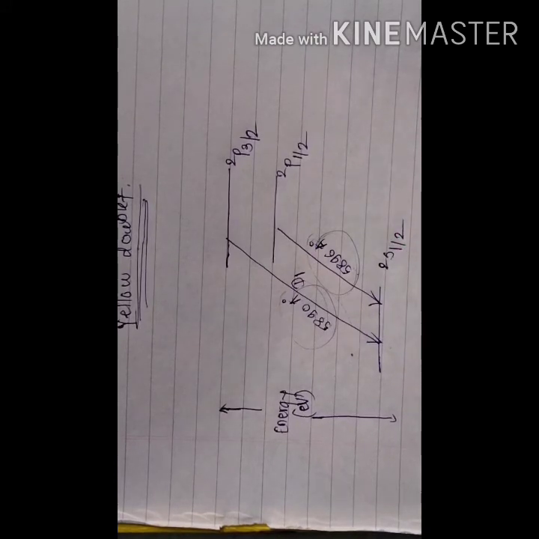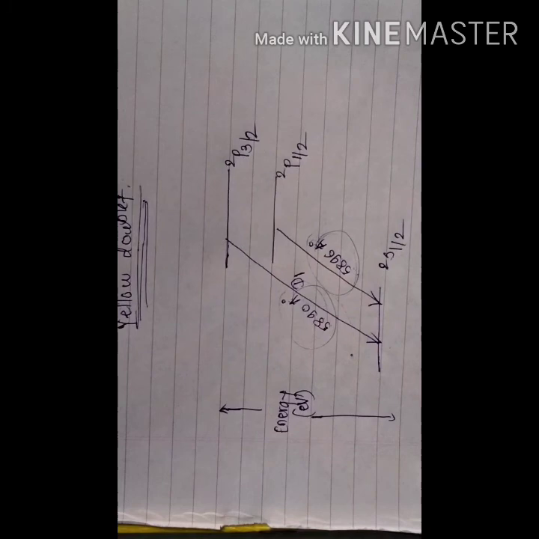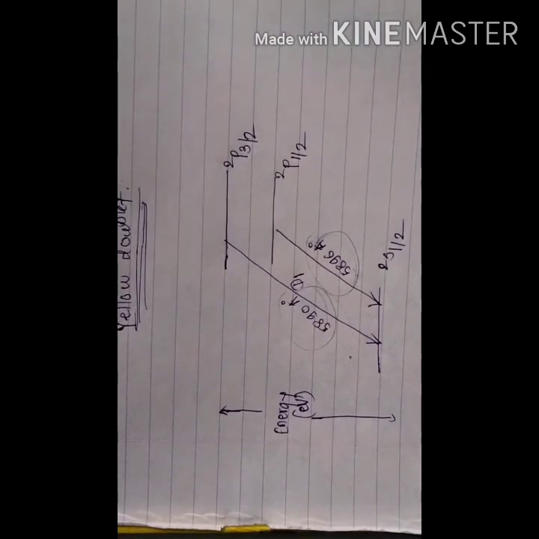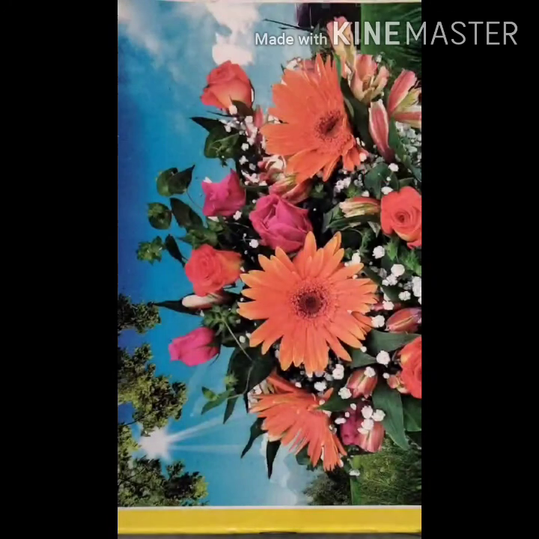These are the transitions of those levels. So this gives us the spectra of the sodium doublet. Here we have seen this is the emission spectrum of the sodium lamp. Okay, this is all about the sodium doublet.